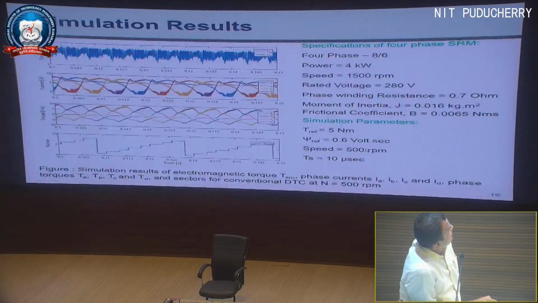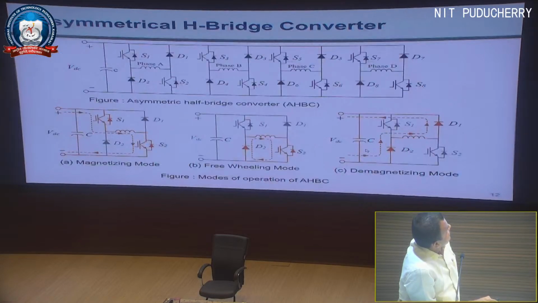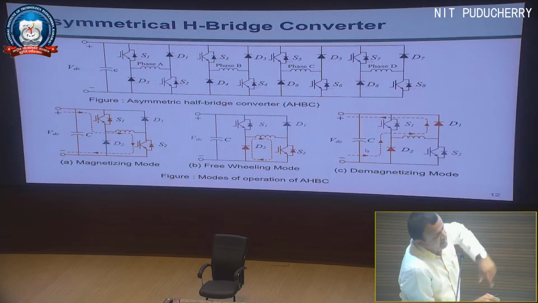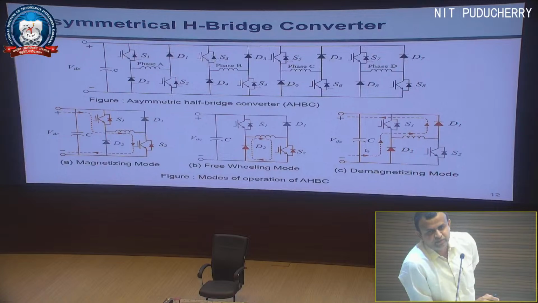I am showing an asymmetric bridge converter, right? So here there is a diode, an anti-parallel diode connected to the IGBT. Also in MOSFET you might have seen that. Can you tell what is the difference between these two? I am talking about power diode and power IGBT. What is the purpose of that anti-parallel diode?